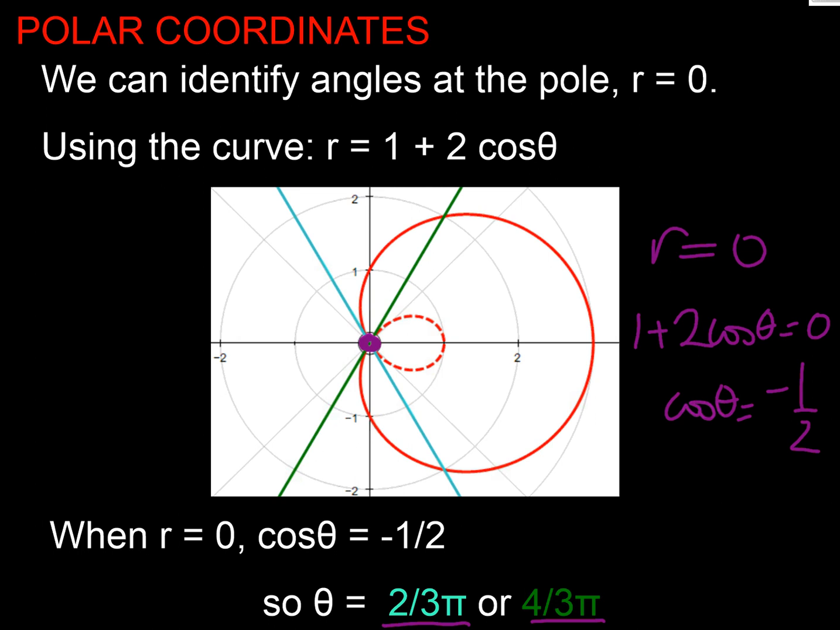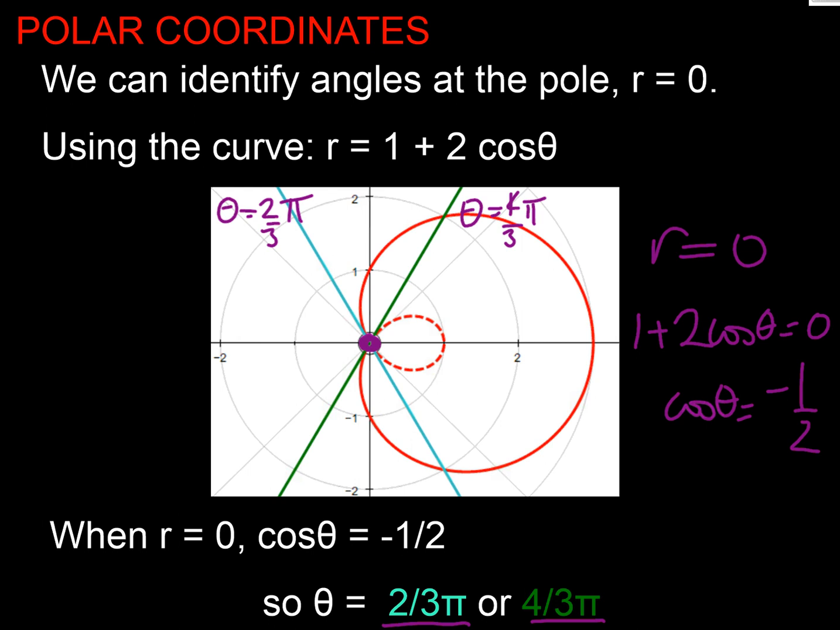So here's the first one, theta equals 2/3 pi. And the second one is here, the green line, theta equals 4/3 pi. So those are the two tangents. Those are where the curve's tangents are when r equals 0.